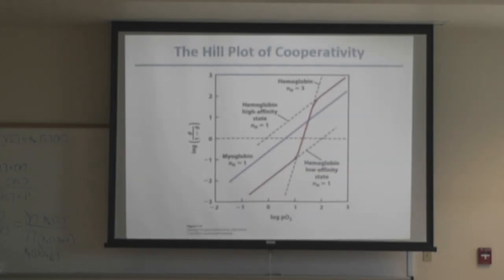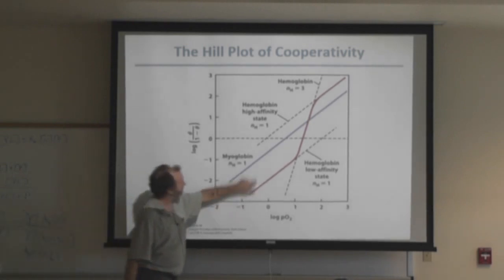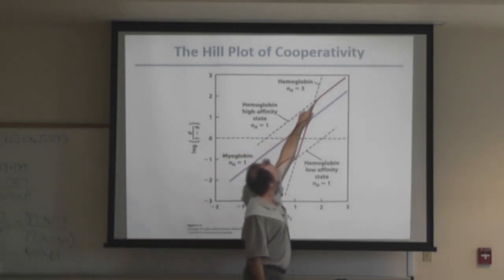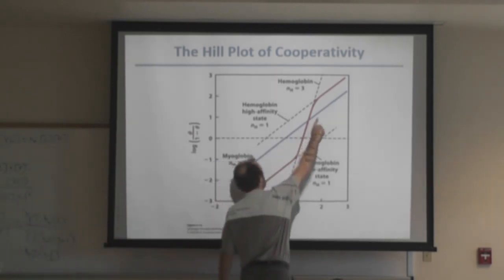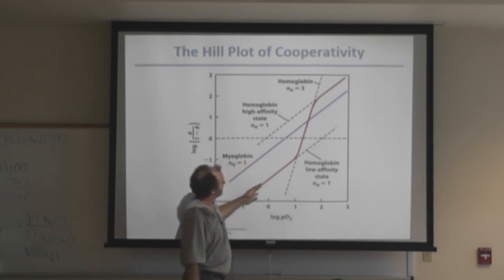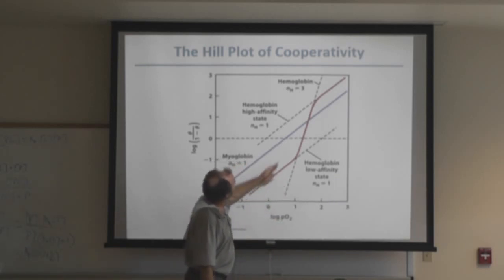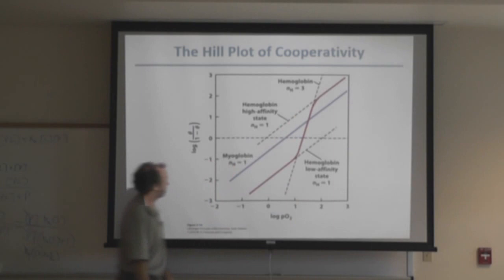And this is like graphs of the Hill plot. And you can see the two different binding states that you'll have with hemoglobin. And if you compare those to myoglobin, there's no cooperativity, whereas hemoglobin has a low affinity state and then a high affinity state.